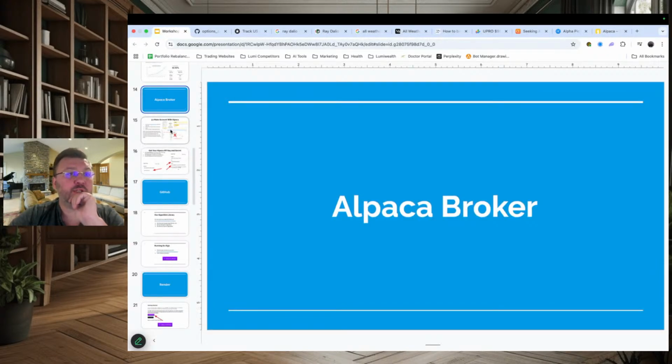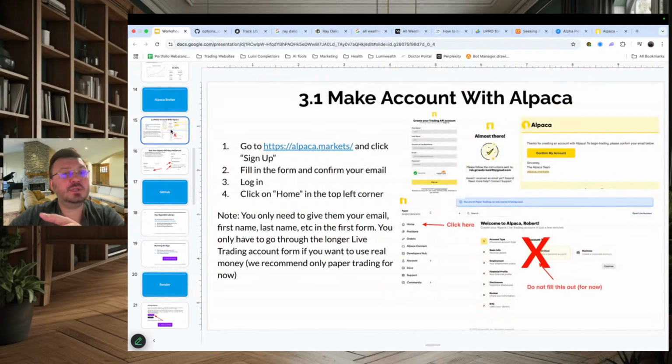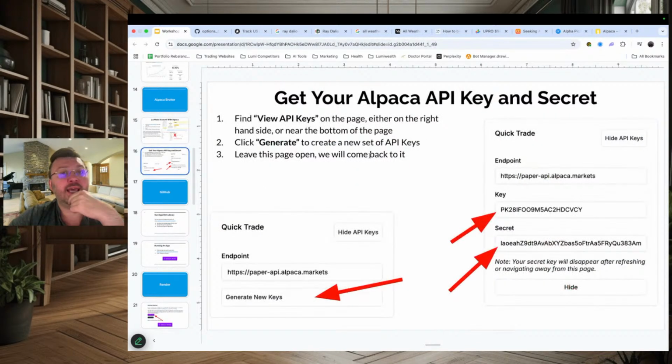Okay, so that's basically it for Alpaca. You make an account. Here's a little bit of information about how you do that, right? Go to alpaca.markets, fill in the form, log in, and then go to home. And then we want to search for that API key, generate the keys, and then basically leave this page open. We will come back to this. We're going to use these keys in the future. All right. Okay. Any questions about that?